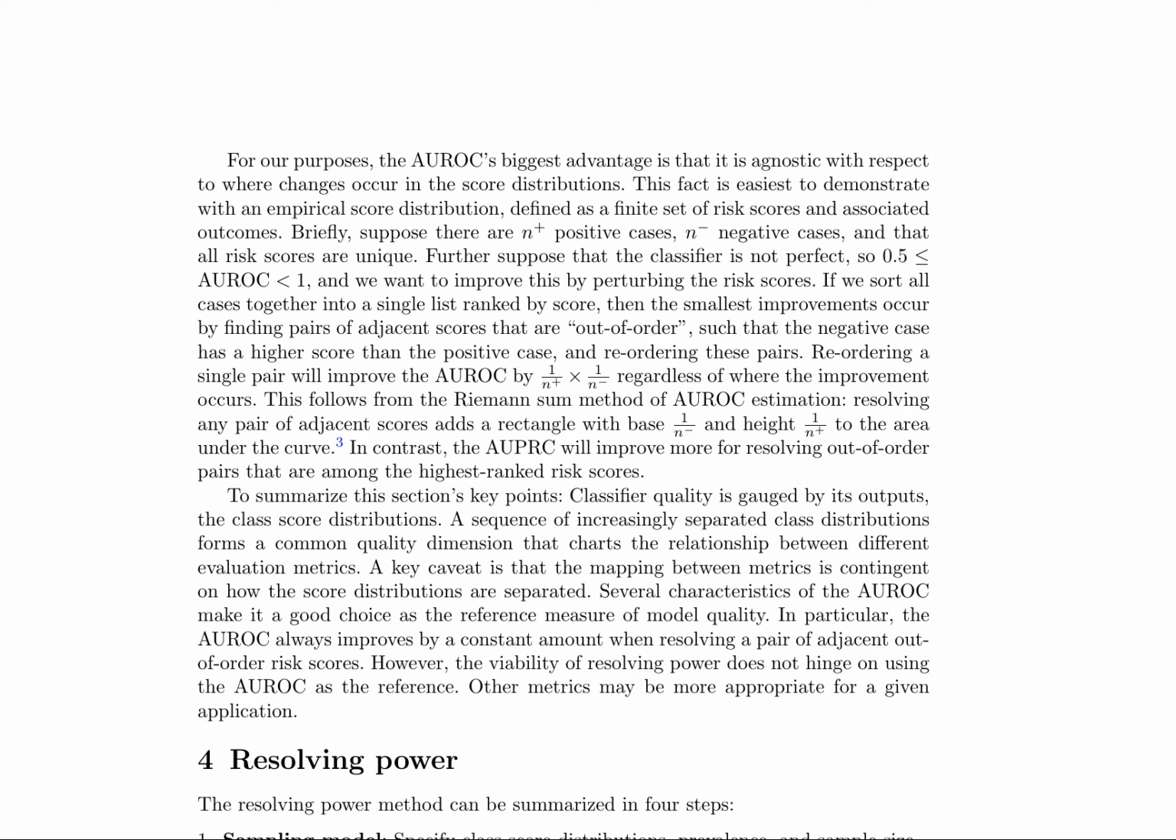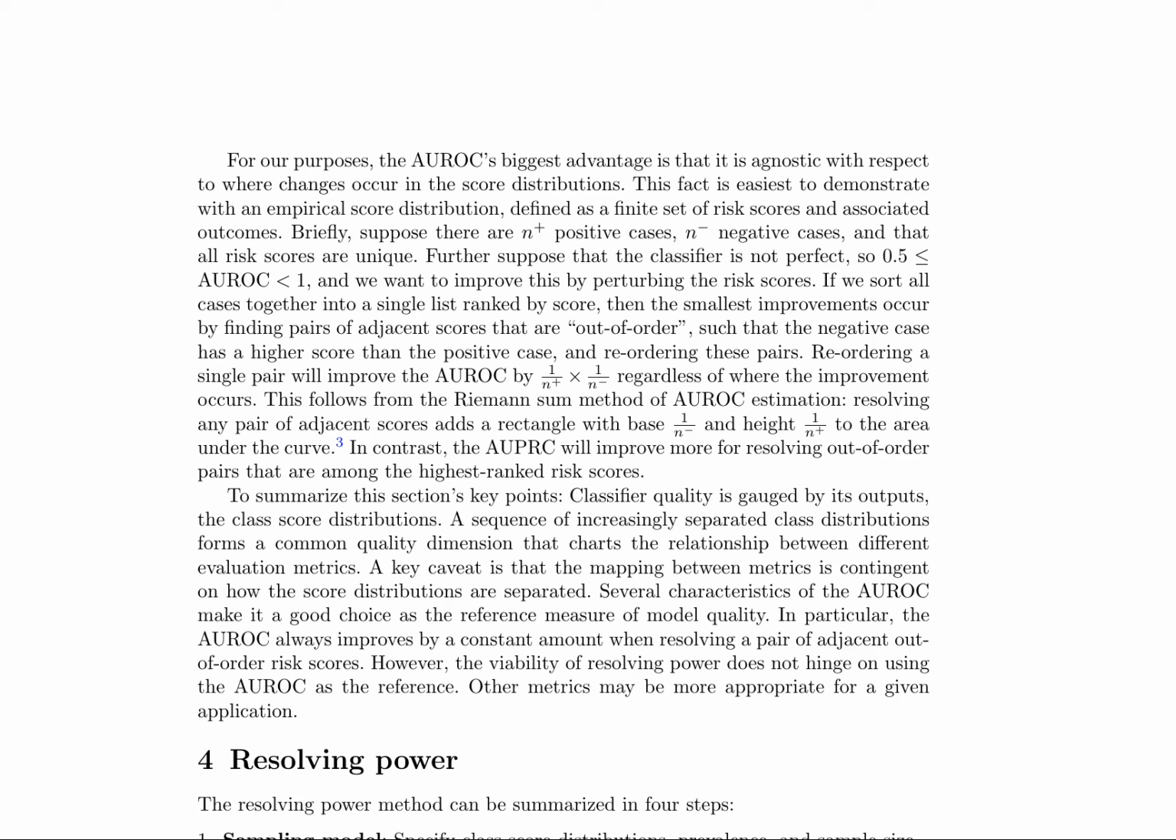Evaluating classifier quality through its output, particularly class score distributions, is crucial for understanding the relationship between various evaluation metrics. The area under the receiver operating characteristic curve, AUROC, is presented as a preferred reference measure for model quality due to its consistent improvement in resolving power when distinguishing between adjacent out-of-order risk scores. However, other metrics may be more suitable for specific applications.